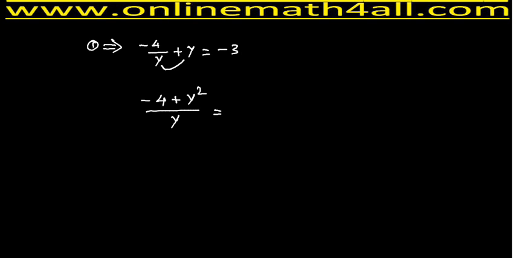So in the first equation, instead of x square, I'm just going to take negative 4 over y, plus y is equal to negative 3. To add this fraction and an integer, I'm going to multiply this y by y, so it becomes minus 4 plus y times y, which is y square, over y, equal to negative 3. Now in this step I'm going to multiply by y on both sides. If I do so, y and y will get cancelled, so negative 4 plus y square is equal to negative 3y.